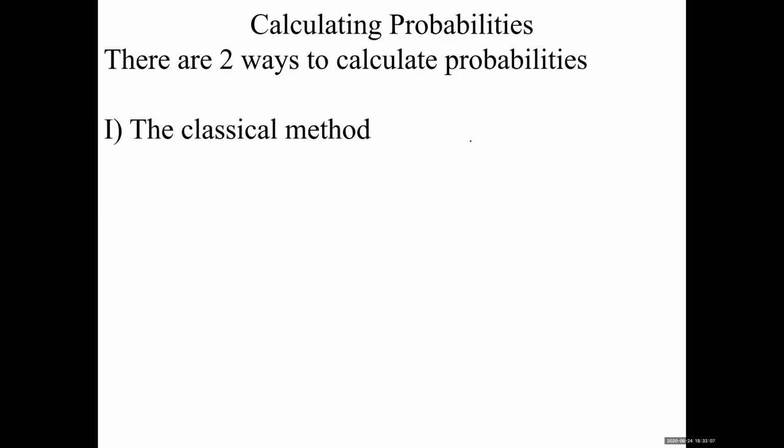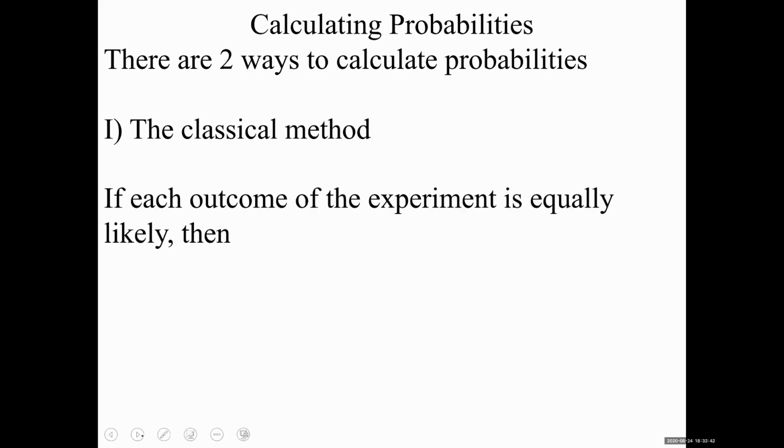Like when you flip a coin, there are 2 outcomes, heads and tails. Which one has a higher chance of coming up, heads or tails? The answer is they have the same chance. When you roll a die, which number comes up the most? 1, 2, 3, 4, 5, or 6? Well, the answer is they all have the same chance. Another example is you think of all the outcomes and ask, do they all have the same chance of occurring? If they do, then you can use this classical method. So that's what it says over here. If each outcome is equally likely, every single outcome of your experiment has the same chance of coming up, then define the probability of the event.